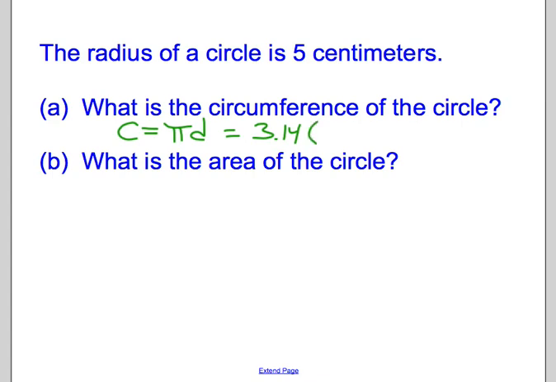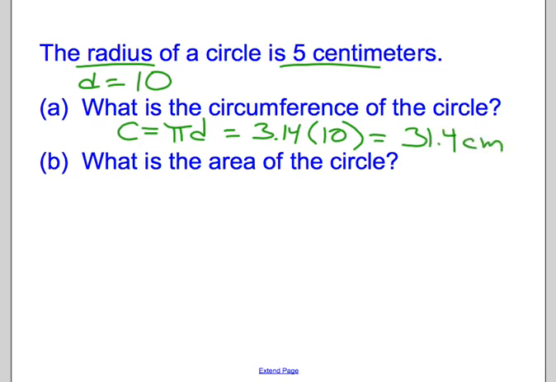Now what we're given is the radius. The radius is 5 centimeters. So the diameter would be 10, because the diameter is twice the radius. So 3.14 times 10. Please use your calculator. Now this one we can do mentally. It's 31.4. But don't be afraid to use your calculator. Now that's circumference. Circumference is like perimeter, so you're just measuring the distance around it. So it's just centimeters. 31.4 centimeters.